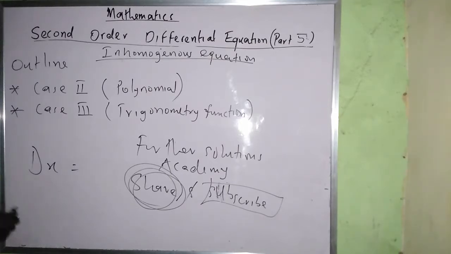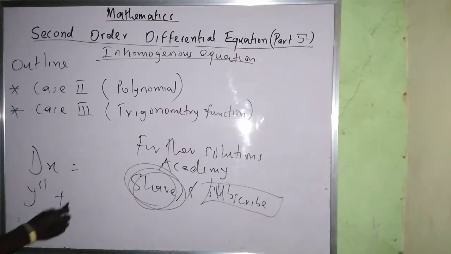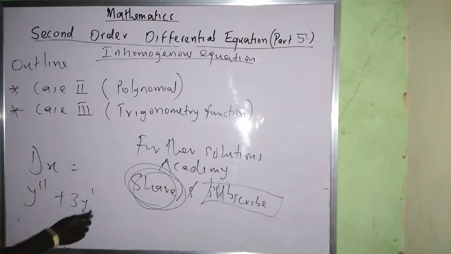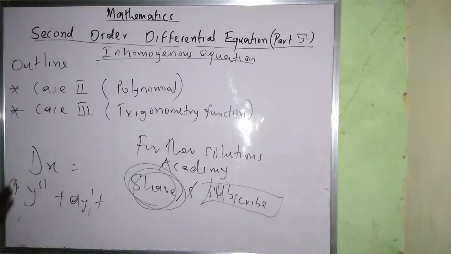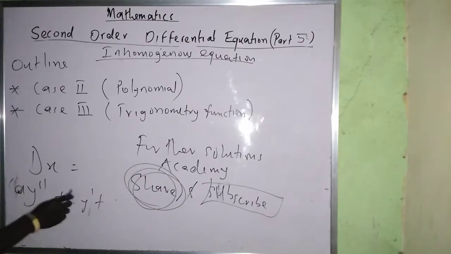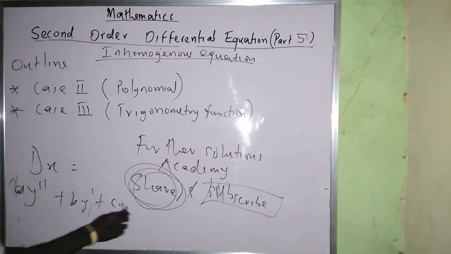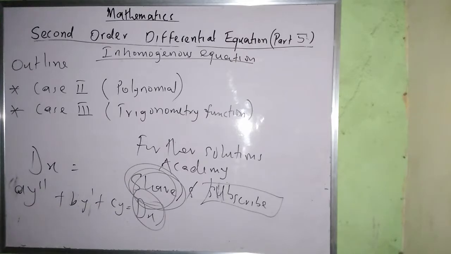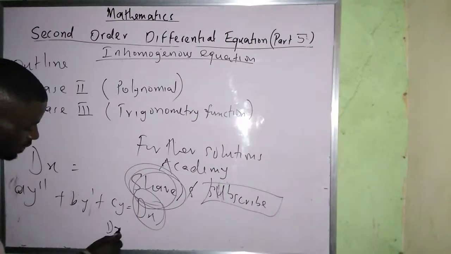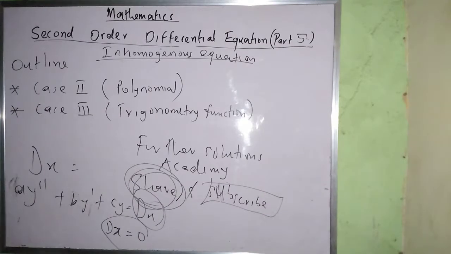We have done something like y double prime plus a y prime plus b y equals d of x. Since it is equal to d of x, it is called an inhomogeneous equation. But if my d of x equals 0, it is called a homogeneous equation, which is our part 2. I've done that one.